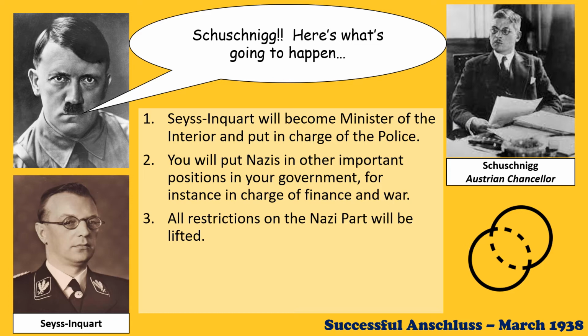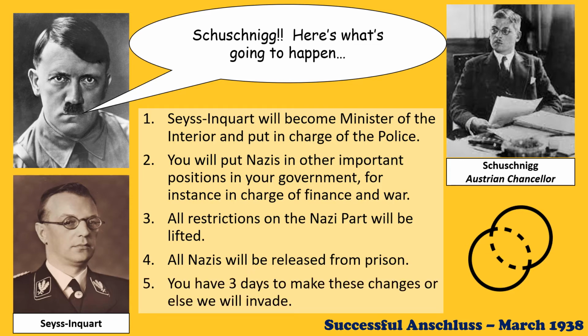You need to let us do what we need to do, in his words. He also wanted all Nazis to be released from prison. He would have seen them there as political prisoners, and he wanted them released. And to stop Schuschnigg saying, I'm not going to do that, Hitler puts in a little warning, a little threat, if you will. And he says to Schuschnigg, you've got 3 days. You've got 3 days to make all of these changes, or I'm going to roll in with my tanks and I'm going to invade and I'm going to take over your country by force.